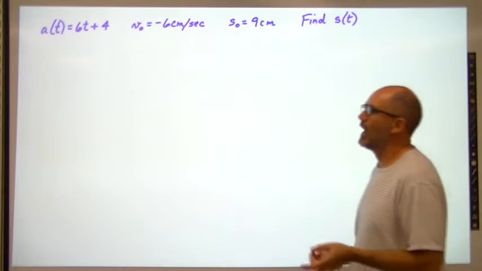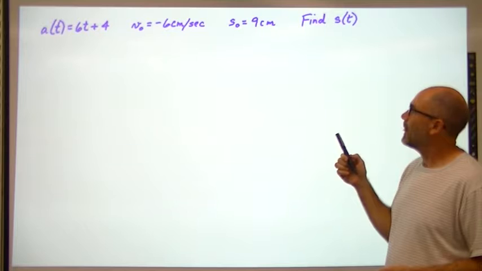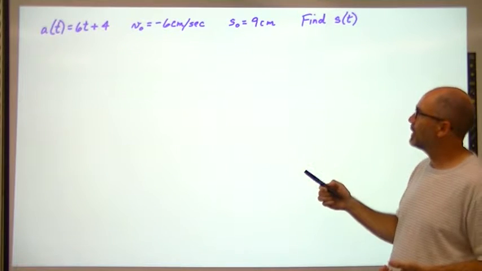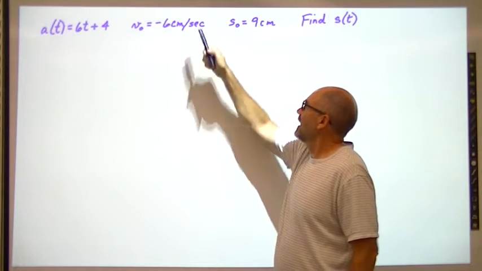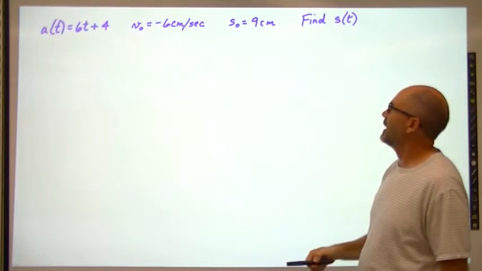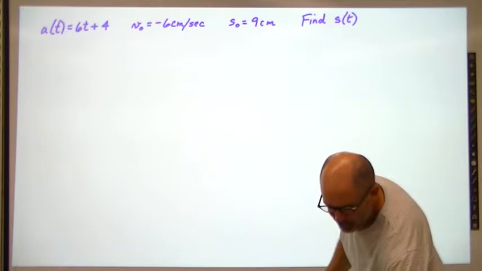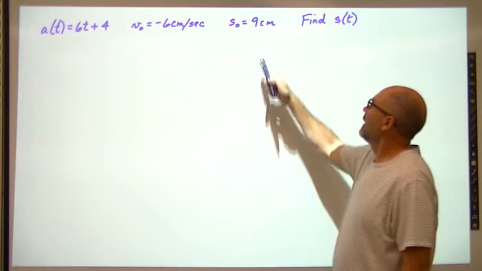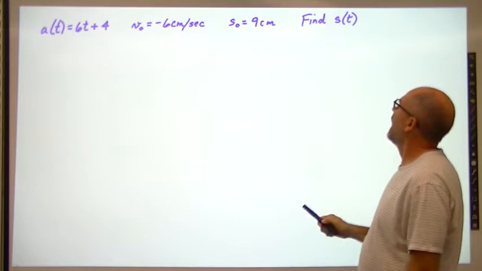Oh, no, I'm sorry, two last problems. Okay, this problem is similar to this. The acceleration of a particle is 6t plus 4. The initial velocity is negative 6 centimeters per second. So clearly this particle is in France. Then the initial position is 9 centimeters.